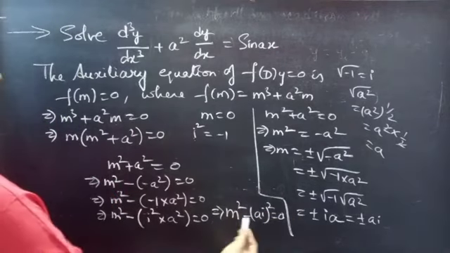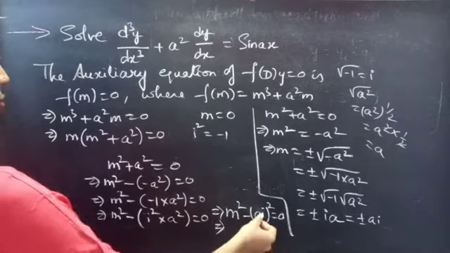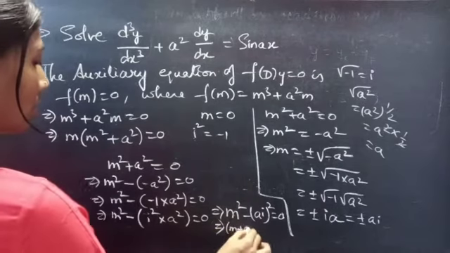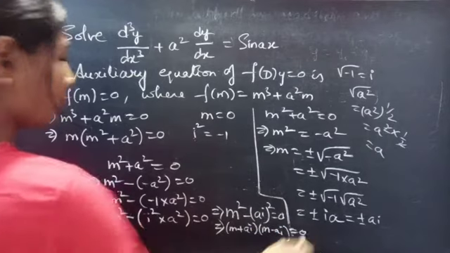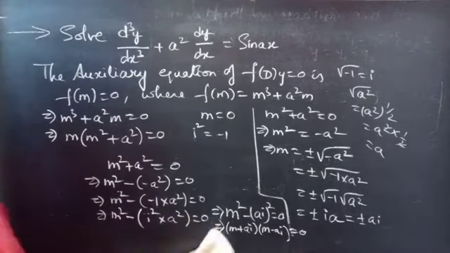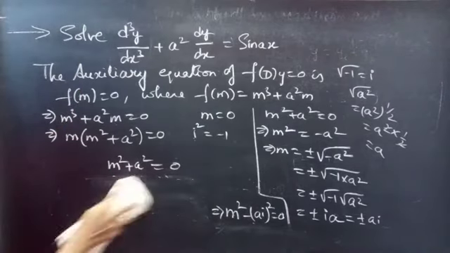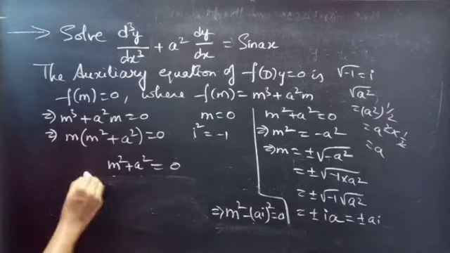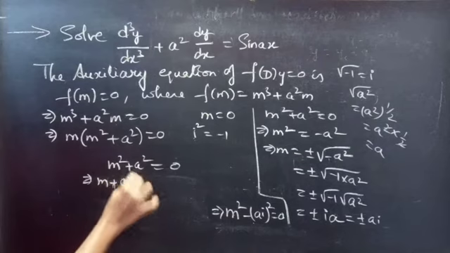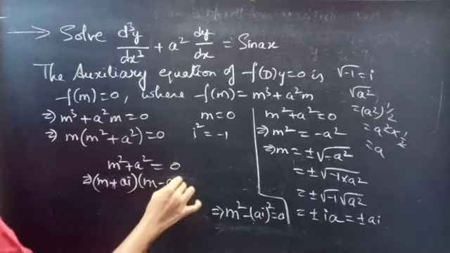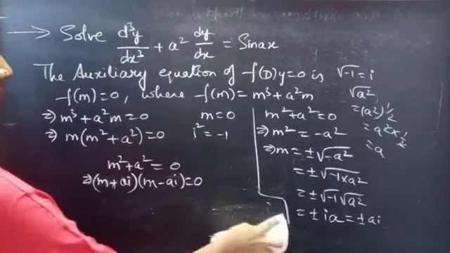Which is in a square minus b square equals to 0 form. So here you're having a square minus b square, right? You can write it as a plus b into a minus b, right? Now equate each factor to 0.